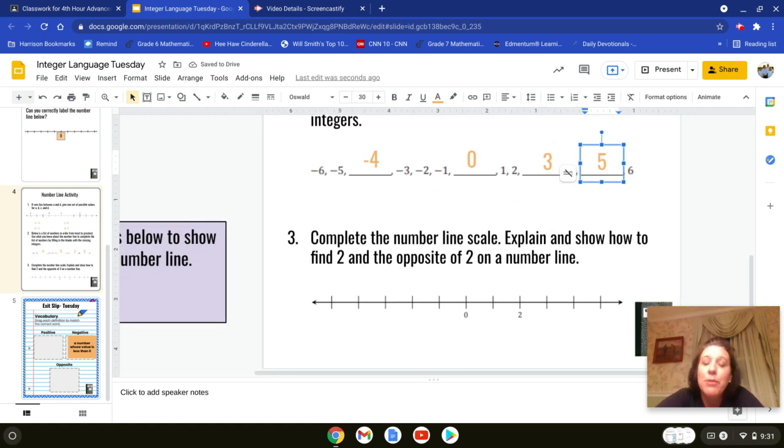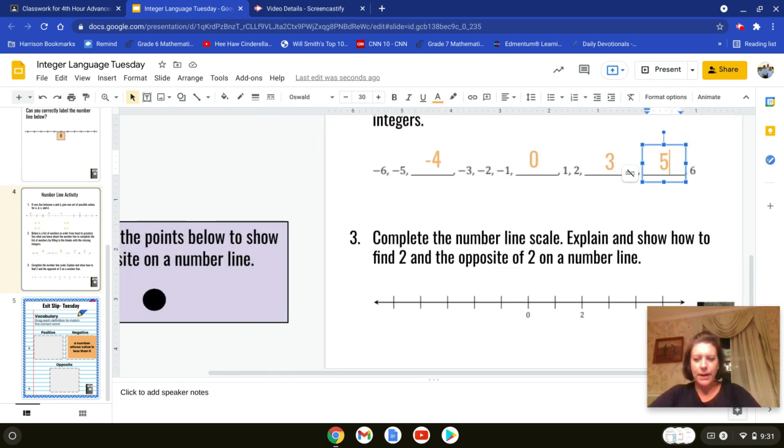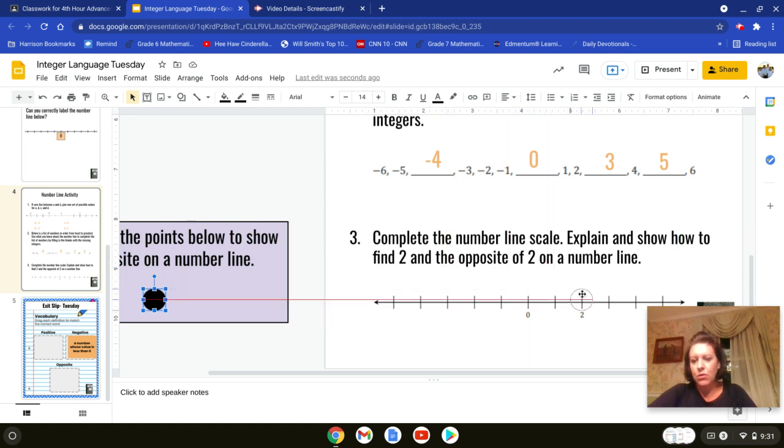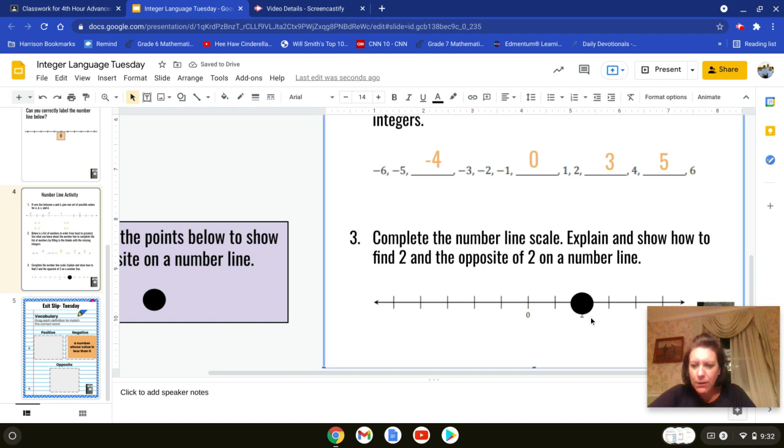This last question says complete the number line scale. Explain and show how to find 2 and the opposite of 2 on the number line. There's nowhere for you to explain, so really all you're going to do is take your number line and put 2 on your number line. Notice I'm not putting it above or below. I'm literally placing this data point on the 2. I didn't really mean to cover him up. I might raise him up just a little so you can see.